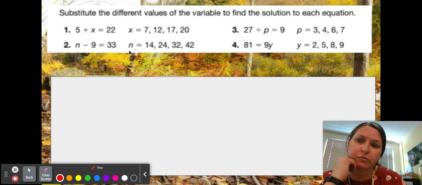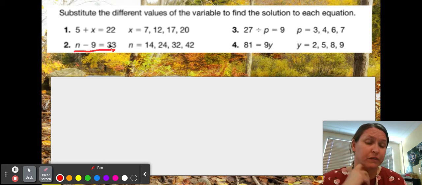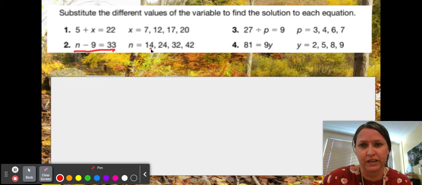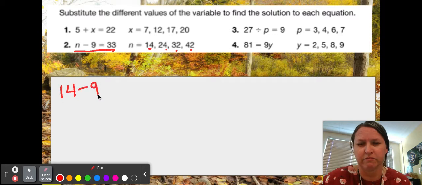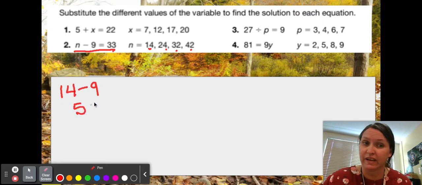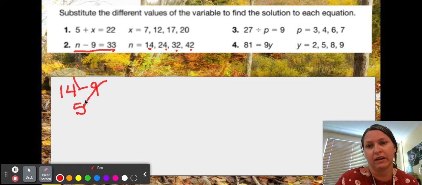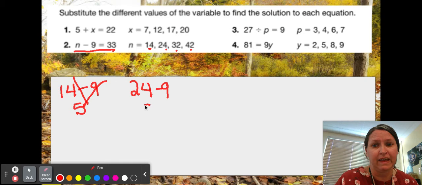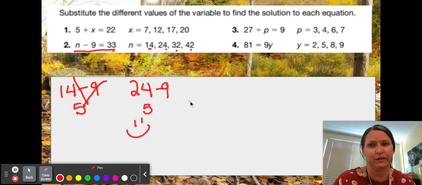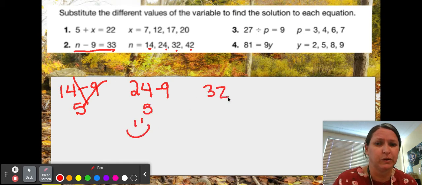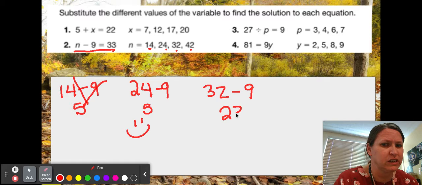Let's do n minus 9 equals 33. So I'm going to substitute 14, 24, 32, and 42 in for n. So 14 minus 9. That is 5. So that doesn't work. Now let's try another one. Let's try 24 minus 9. That is 15. That one works. Perfect. Let's try another one. 32 minus 9. That would give me 23.